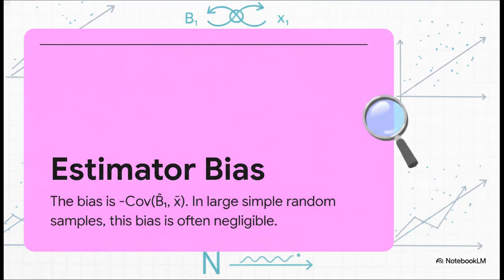Now, here's a crucial point you need to know. Unlike the simple sample mean, the regression estimator is technically biased. The math shows that the bias is equal to the negative covariance between b hat 1 and x bar. This happens because both of those values are calculated from the very same sample, so they aren't independent. But, and this is a really big but, for large simple random samples, this covariance gets incredibly close to zero. The bias pretty much vanishes. So in practice, we usually treat the estimator as being approximately unbiased and don't lose any sleep over it.